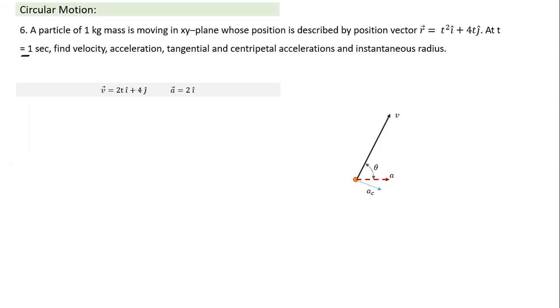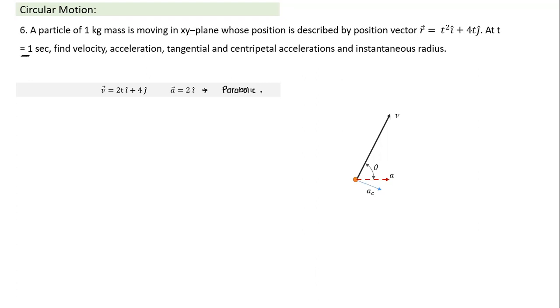Again, we take the derivative of velocity. We get 2i. The moment I see this, I feel a little happy, because this is nothing but uniformly accelerated motion. I'll make one more point. Whenever acceleration is uniform and it is not along the direction of velocity, what kind of motion will this particle have? A parabolic trajectory. That's the condition for a parabolic trajectory.